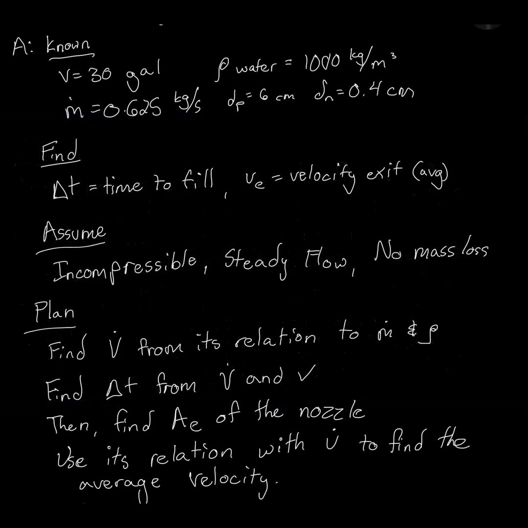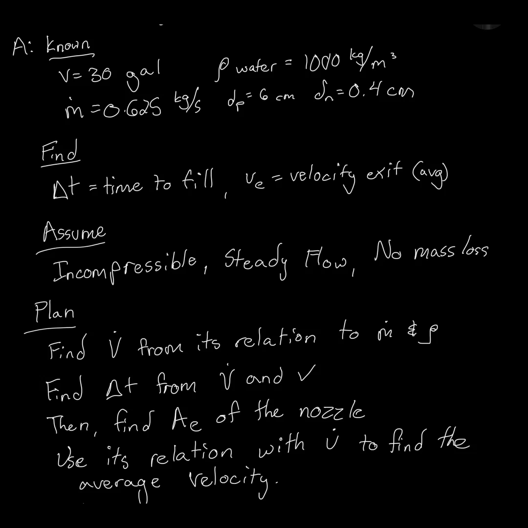So, in the answer, I follow the KFABS method. The known is the volume, which is 30 gallons, the mass flow rate, which is 0.625 kilograms per second, the diameter of the pipe, 6 centimeters, the diameter of the nozzle, 0.4 centimeters, and the density of water being equivalent to 1,000 kilograms per meter cubed. And what we need to find is the time to fill, which is our delta T, and the average exit velocity.